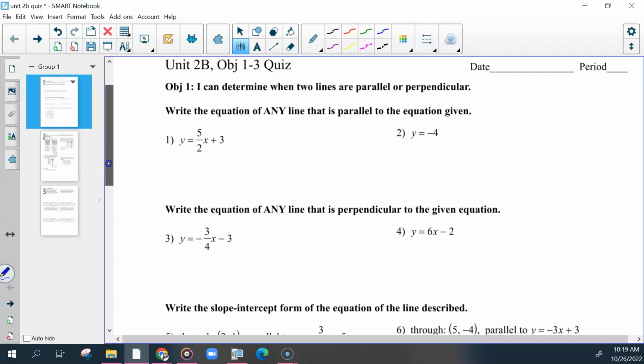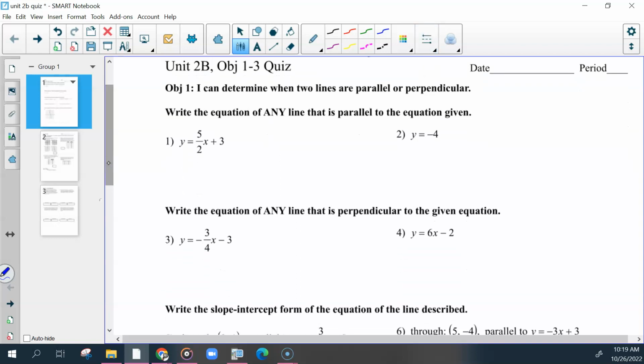So for number 1, if it's parallel, the slope is going to stay the same. And you just have to change the y-intercept. If you kept it the same, then you match the same line, and they need to be different. They can't be the exact same, otherwise they're not parallel.